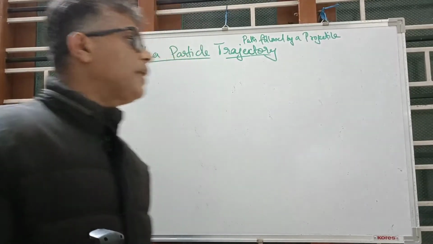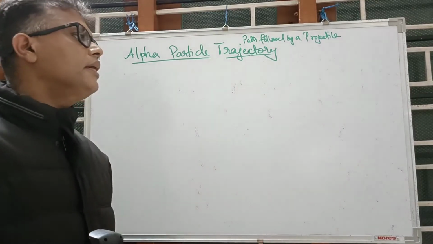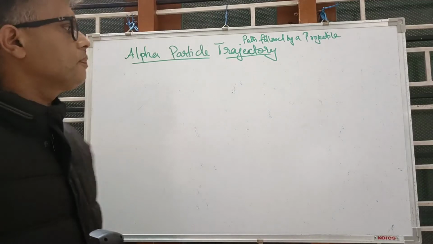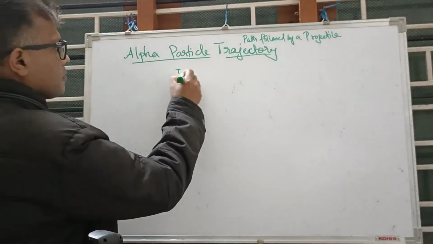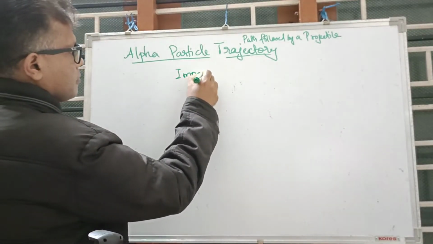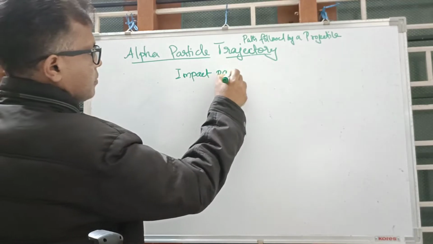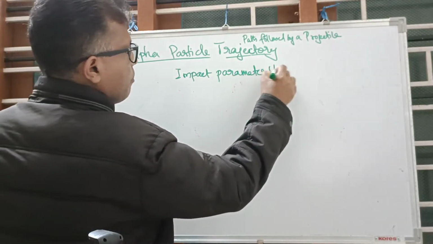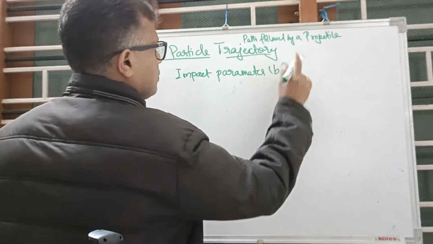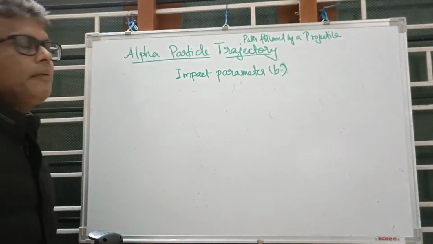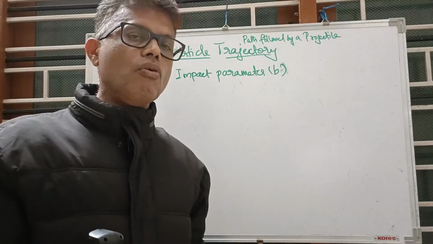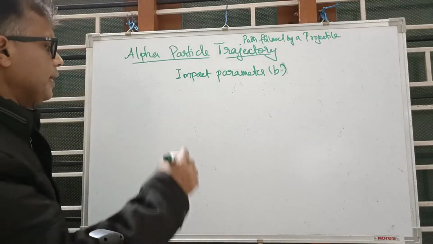In this, we are going to learn the impact parameter. The notation is B. So, a very important one, impact parameter B. So we'll go for that one. I'll just draw that diagram.